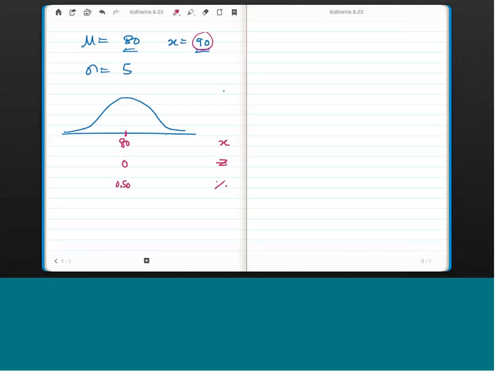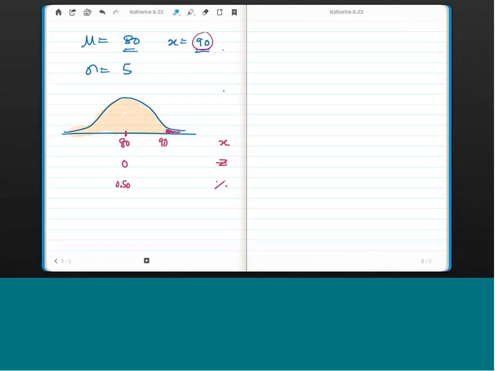Now you got a 90, so you must have landed somewhere on the right side. Your goal is to find out what's above and what's below.